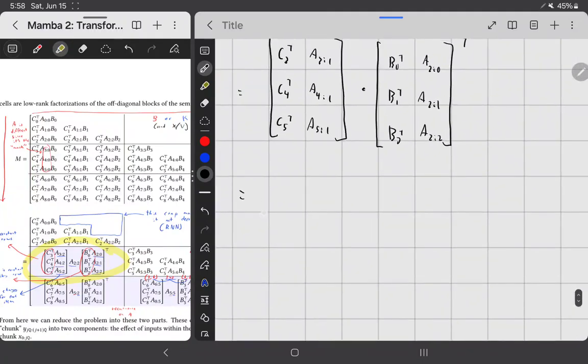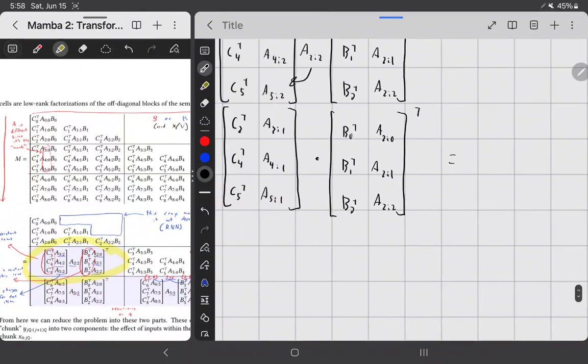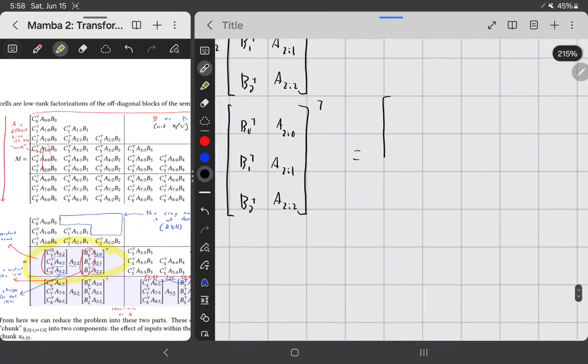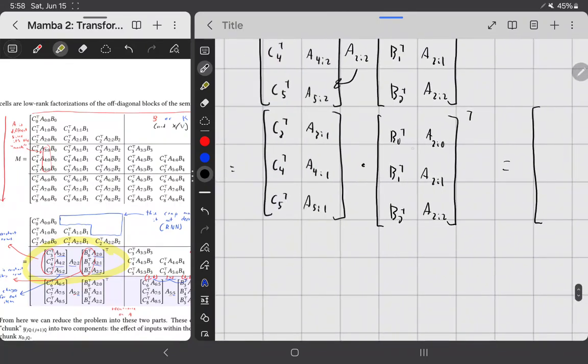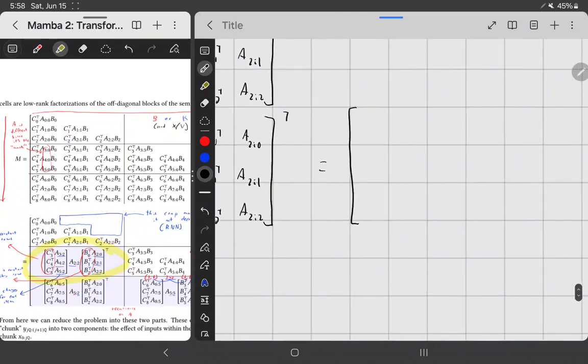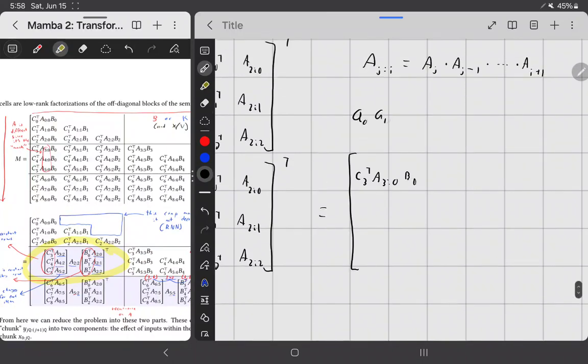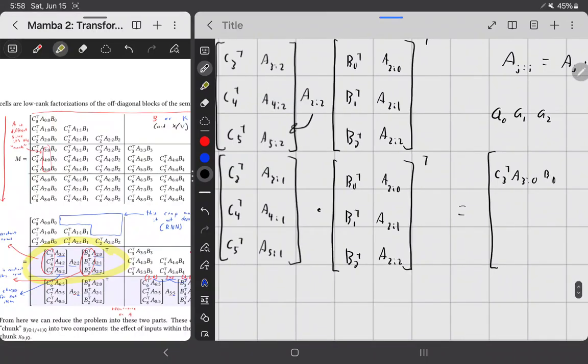So now that we have that, we can write this out by just multiplying this row and column wise. I'm just going to do that for the first few. If we do this multiplied by this, that'll give us C3 transpose, A3 to 1, multiplied by A2 to 0, multiplied by B0. And this will give us A3 to 0. So basically all the values from 0 to 3, which is just going to be A0, A1, A2, A3.